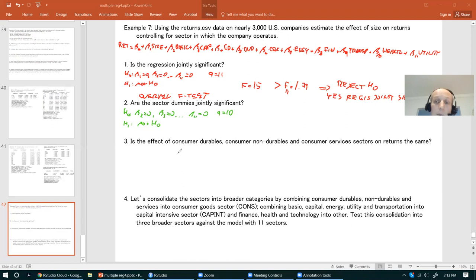So this is the first F-test that we introduced, where we are testing whether a subset of slope coefficients is jointly significant. The test statistic for this is an F statistic, where we compare the sum of squared residuals from the restricted and from the unrestricted model. The unrestricted model is, of course, the one where all the sectoral dummies are included. The restricted model is one where we apply these restrictions. So the restricted model would look like this. It would be just returns regressed on the intercept and beta 1 times size, and all of these beta 2 through beta 11 are set equal to 0. So this model here, that's our restricted model.